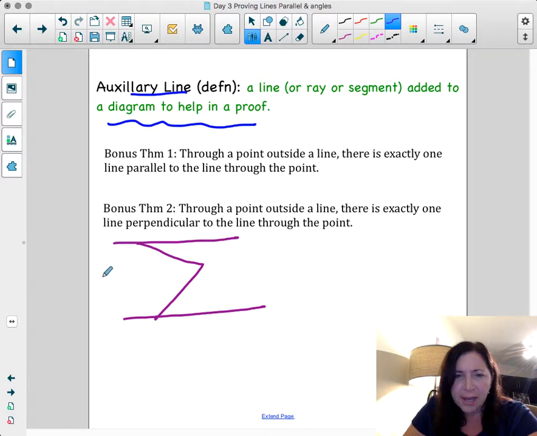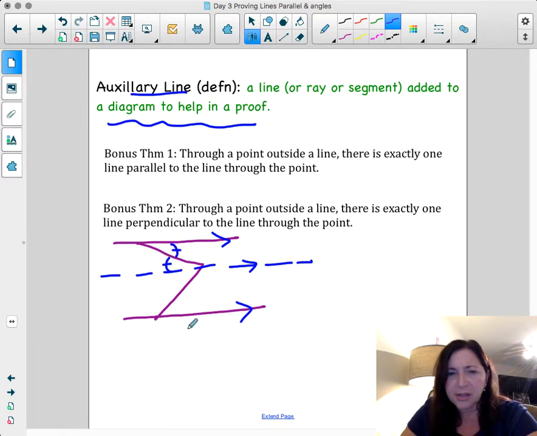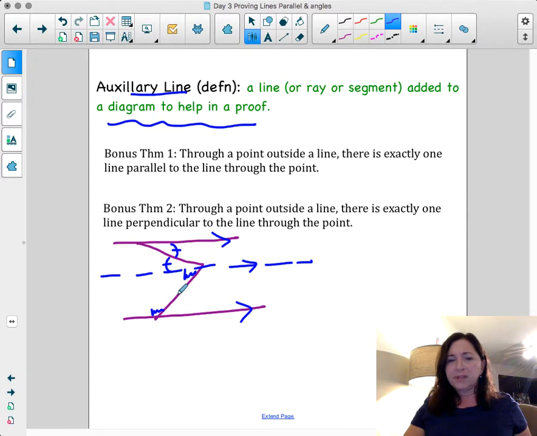And so I could add an auxiliary line in like this. And this auxiliary line would need to be parallel. The benefit of that would be that now I have alternate interior angles. Now I have same side interior angles. So that has a lot of benefits to it.